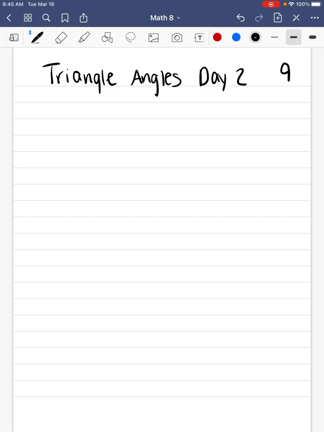So yesterday we talked about how triangles have 3 angles that add up to 180 degrees, and we learned how to solve pretty simple problems solving for angles. So our first example is going to be an example that we did yesterday, just to review that again.